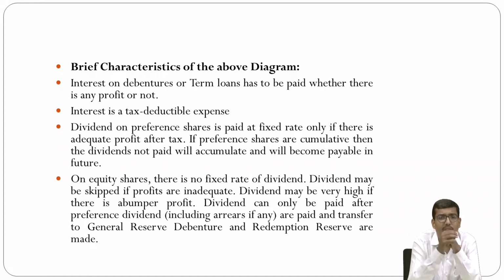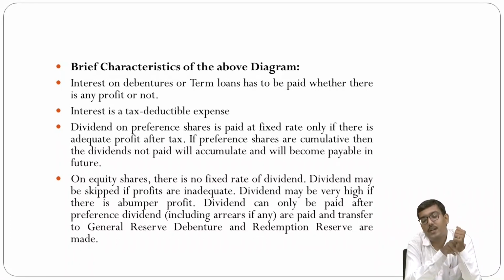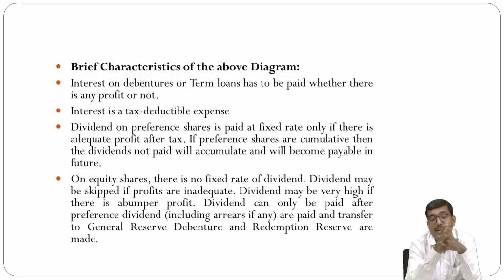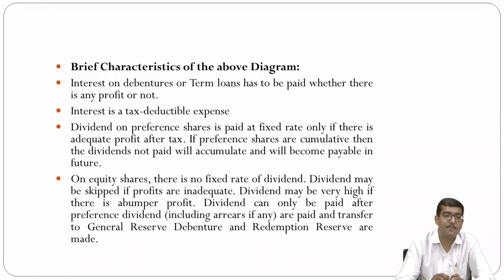The dividend on preference shares is paid at a fixed rate only if there is adequate profit after tax. If the preference shares are cumulative in nature, then the dividend is not paid but will accumulate and become payable in the future. On equity shares, there is no fixed rate of dividend. The dividends may be skipped if the profits are inadequate.